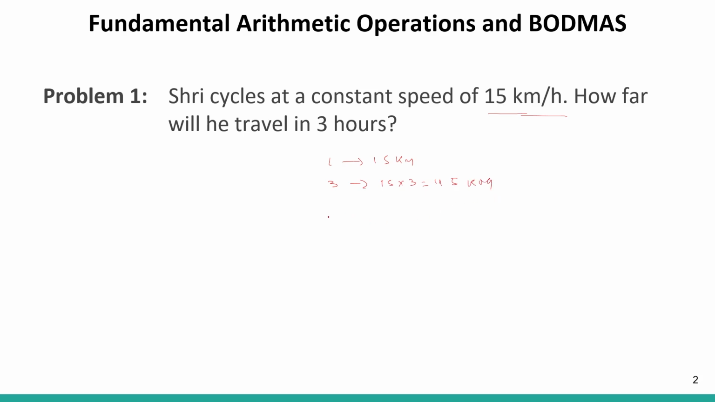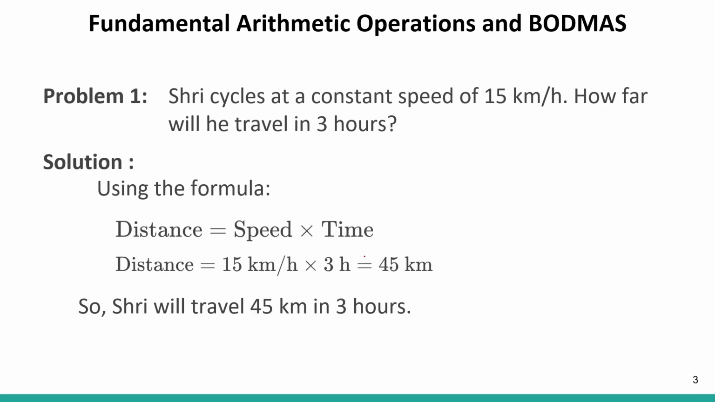Or we can also use the speed distance formula, that is speed is equal to distance by time. In this case we have the speed and we don't know the distance, let it be x, and we know the time, that is 3 hours. So this implies that x is equal to 45. So this is the final answer. Let's jump into question number 2. The answer is 45 km in 3 hours.